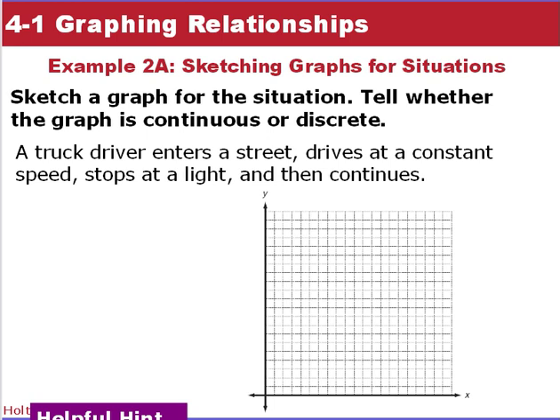So now we want to sketch a graph for the situation that we're given and tell whether the function or the graph is continuous or discrete. So a truck driver enters a street, drives at a constant speed, stops at a light, and then continues. And again, notice our y-axis is the vertical axis, and our x is the horizontal axis.